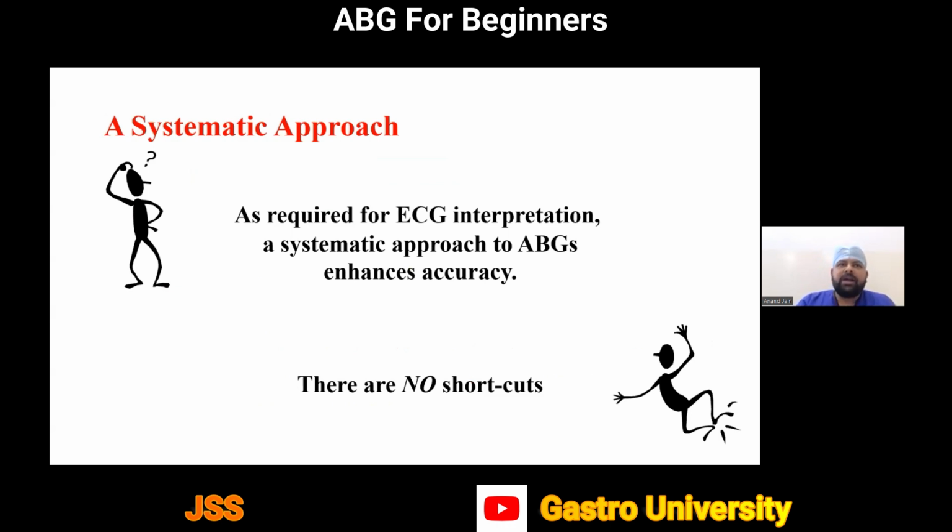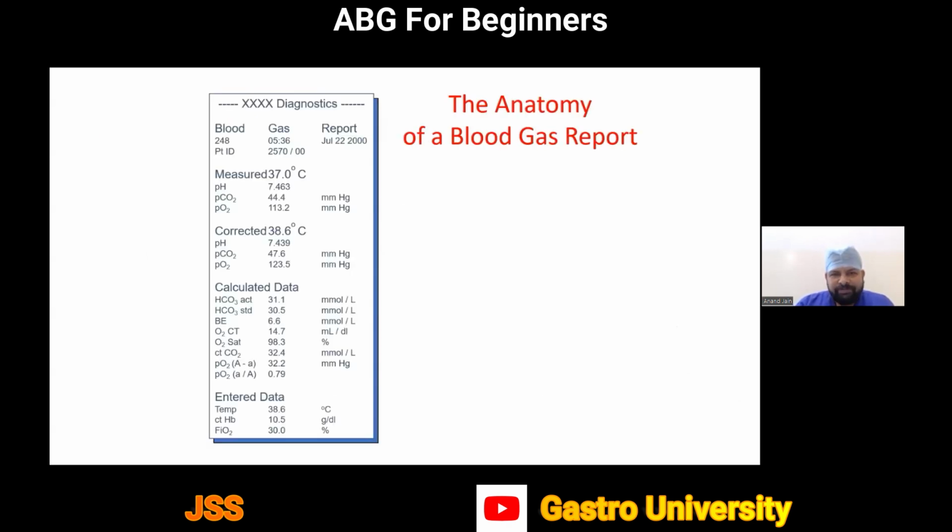ABG as such is like any other study. Whatever we read and learn has a systematic approach. As required for an ECG interpretation, a systematic approach has to be taken while reading an ABG. There are no shortcuts to reading an ABG, and if you fall for one, you are not going to read an ABG appropriately. At the end of the day, you will be landing up nowhere, not helping your patient out.